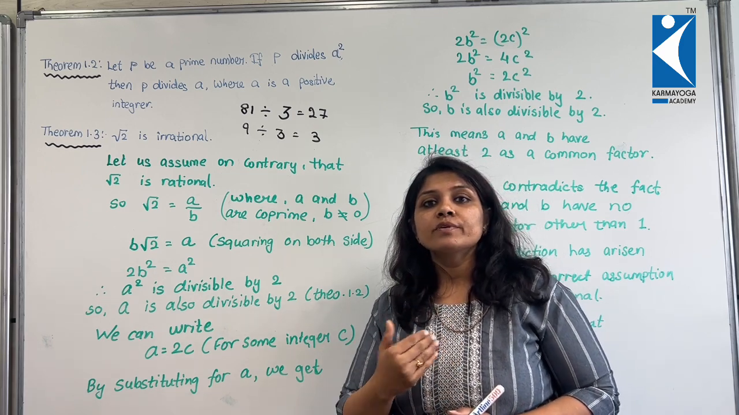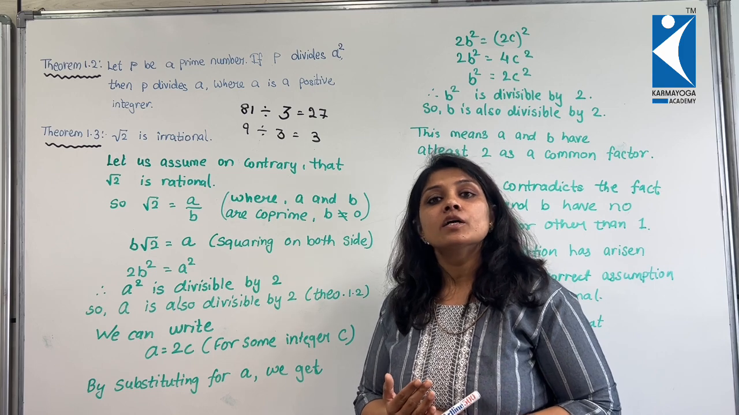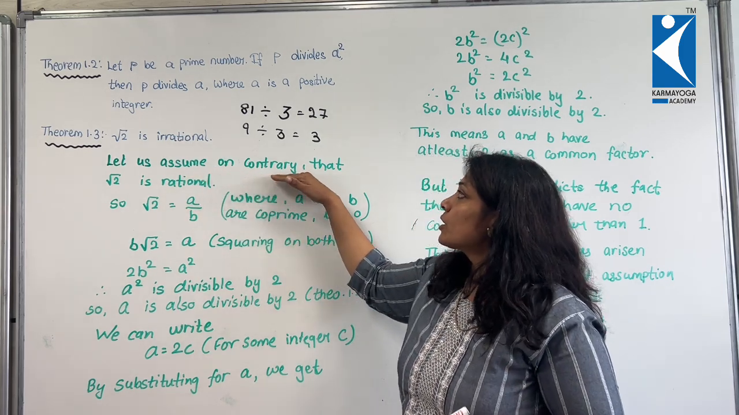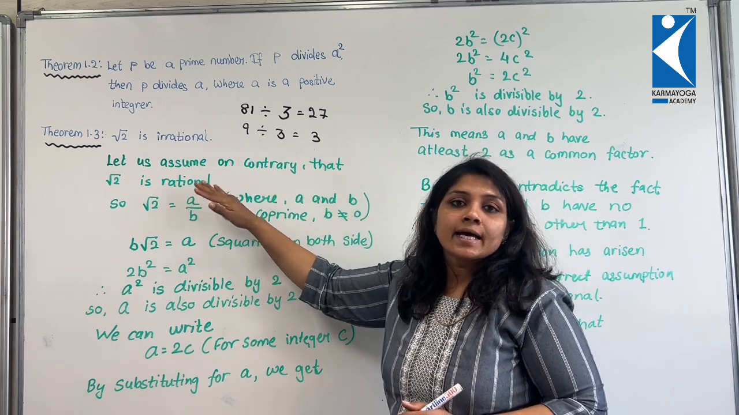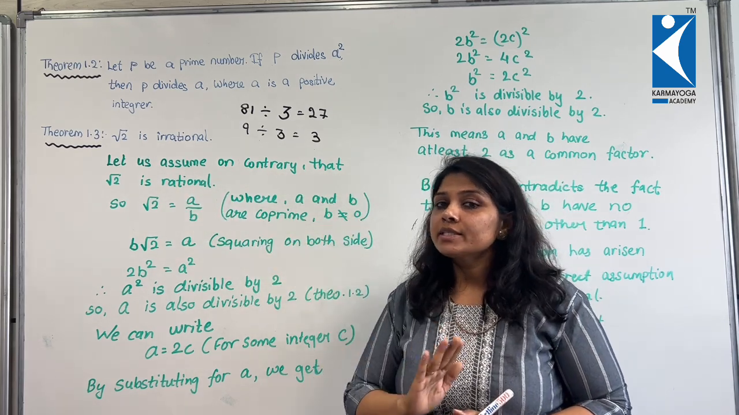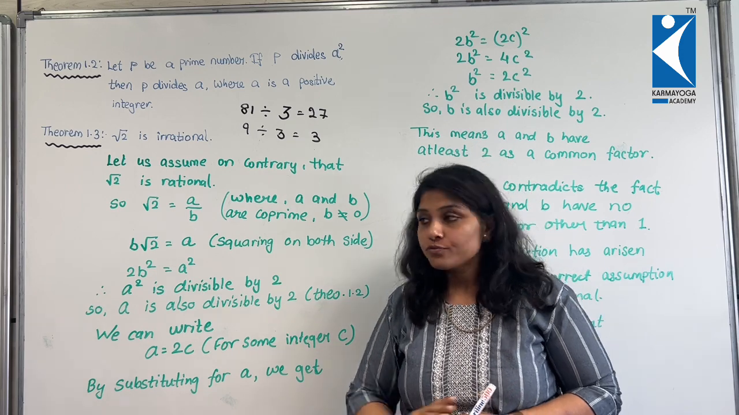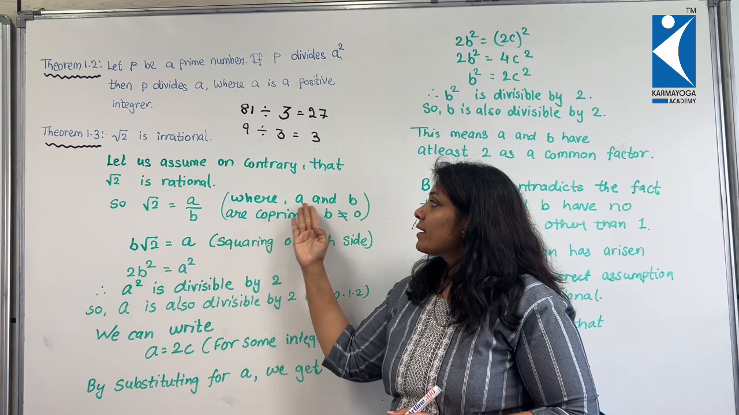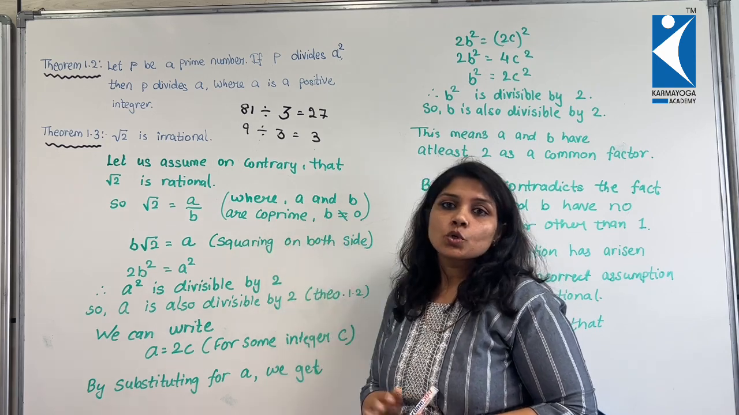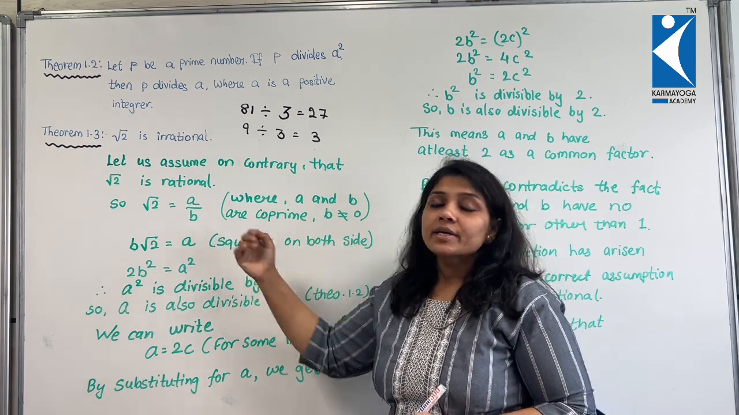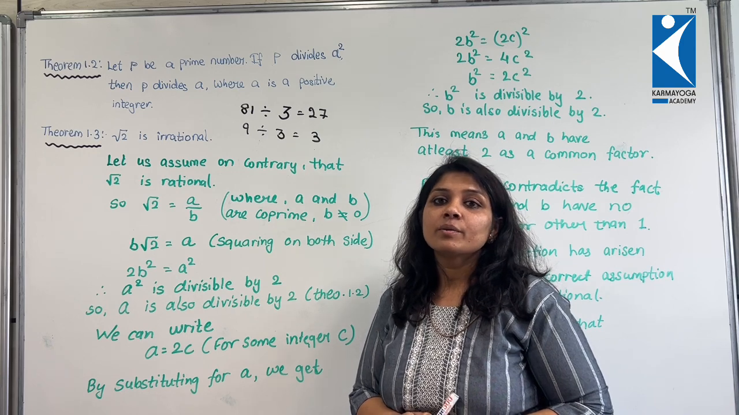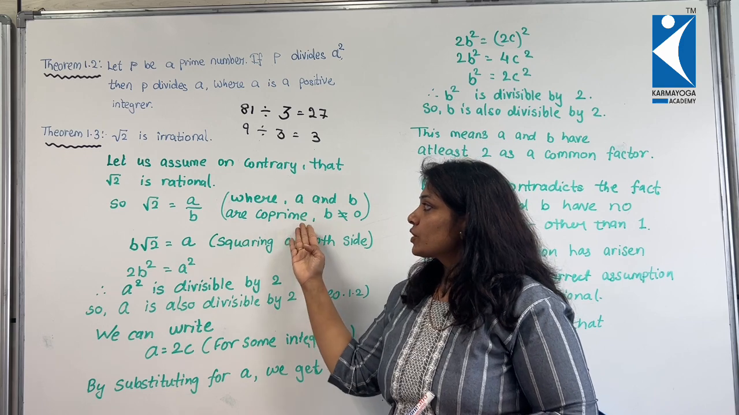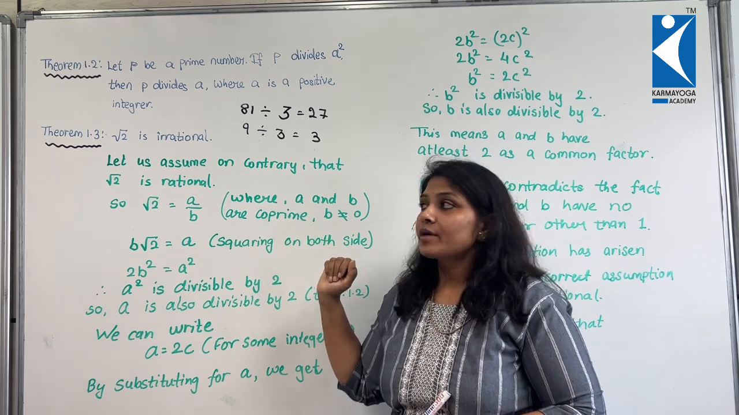Okay, so what we will do is, on the contrary, we will assume that it is a rational number. So let us assume on the contrary that root 2 is rational, and we know all rational numbers we can write in fraction form. So root 2 is equal to A upon B, where A and B are co-prime numbers and B is not equal to 0. If the denominator is 0, then the number will be imaginary and we cannot say it is a rational number. This is what you have to write. It is compulsory. Okay, we have to mention.